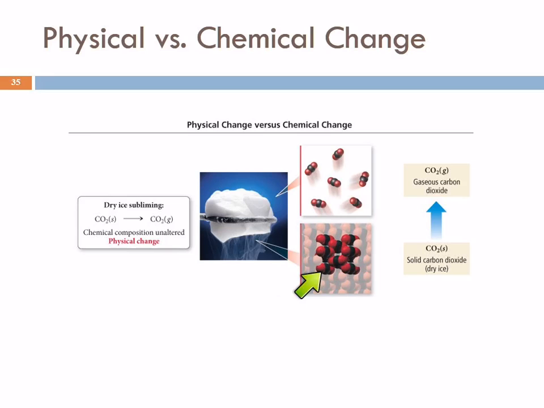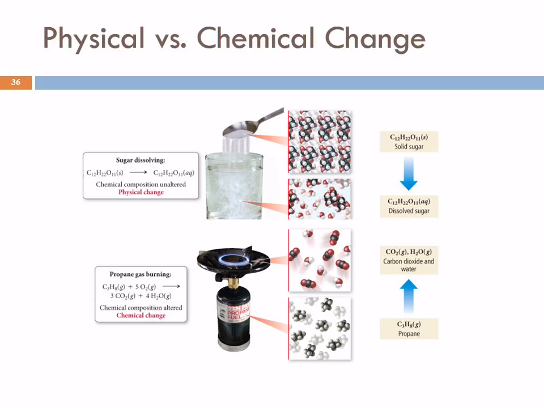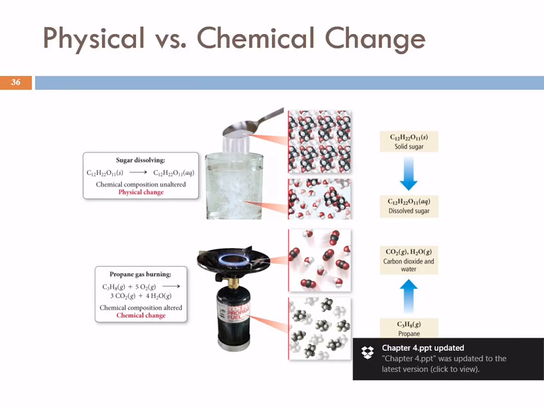So here we have the carbon dioxide molecules as the solid. Here they're going into the gas state. The particles are still the same. It's a physical change. Here we have sugar dissolving. You put some sugar into a glass of water. Here are illustrations of the sugar molecules. In the sugar crystals, these molecules are all lined up very nicely. When you put the sugar into the water, the sugar molecules themselves don't change. They just separate and mix with the water. They form a homogeneous mixture.